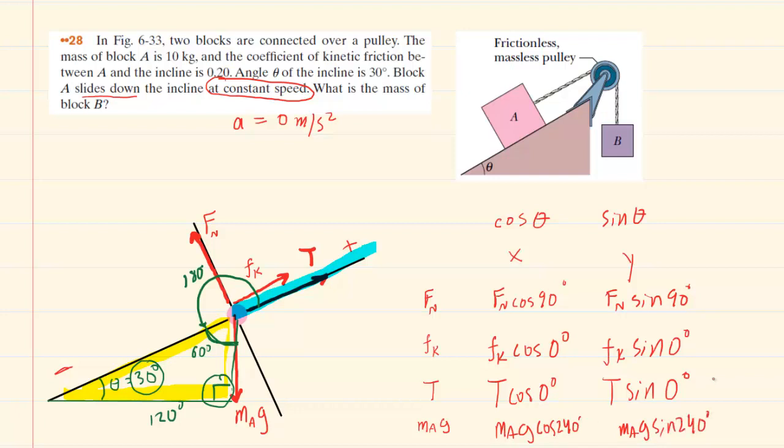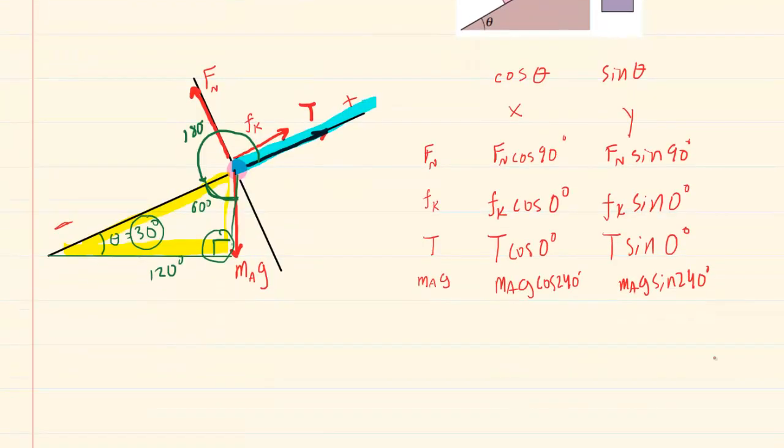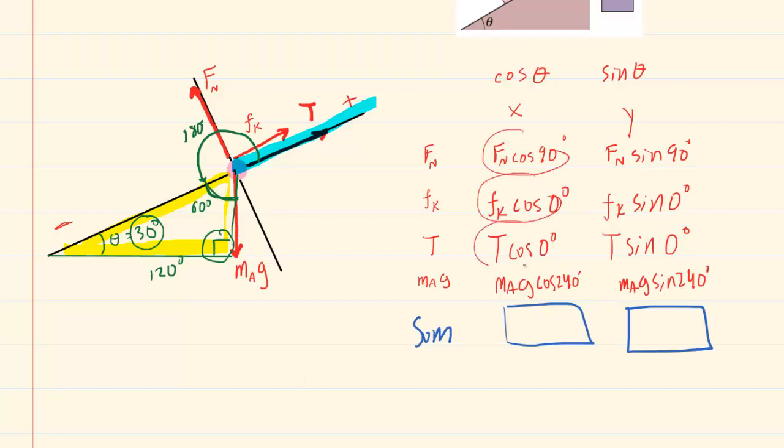and then mAg sine of 240. Once you've organized the forces into the table and created their x and y components, the next thing you want to do is find the sum of the forces in the x direction and the sum of the forces in the y direction. We'll focus our attention on the x direction because, as we'll see, that will be sufficient to answer this question. To find the sum, that means adding all the x components together. So we're going to go ahead and write out all 4 x components added together.